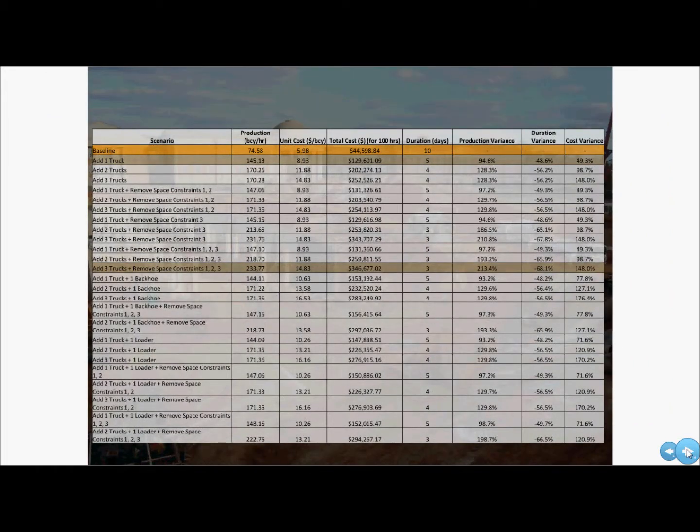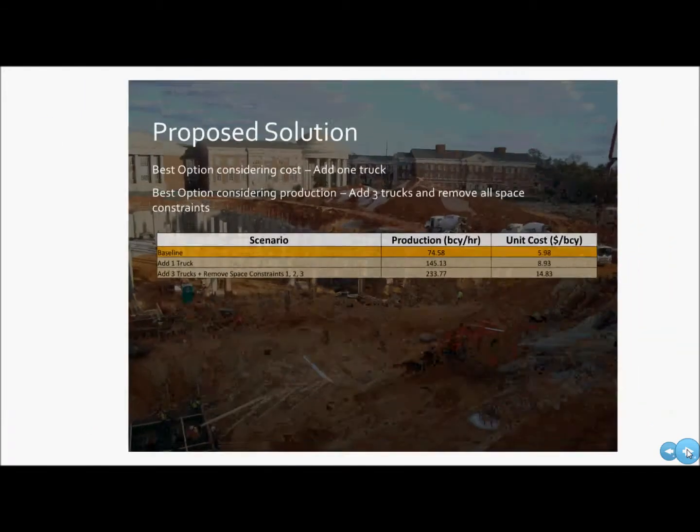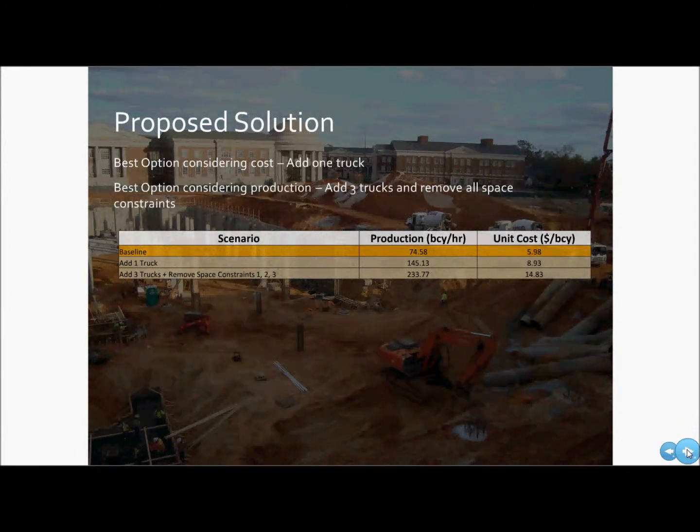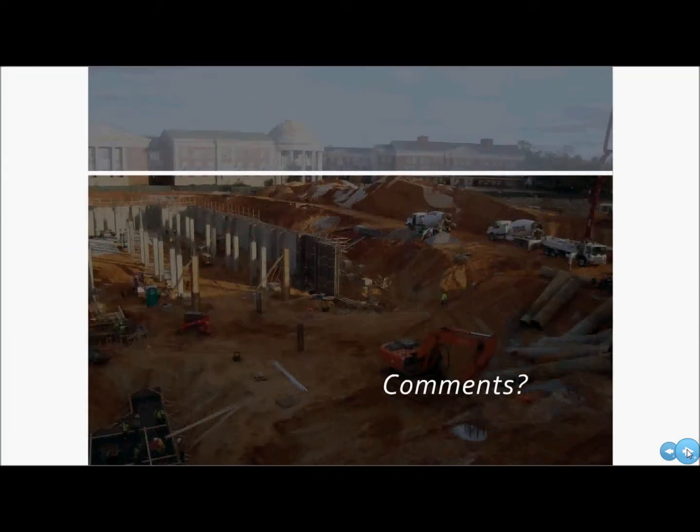This is another optimization table that includes production variance, duration variance, and cost variance for each of the presented scenarios. Our proposed solution from a cost viewpoint is to add one more truck to increase production. If we look at these scenarios from a production viewpoint, then adding 3 trucks and removing all space constraints is our best option.